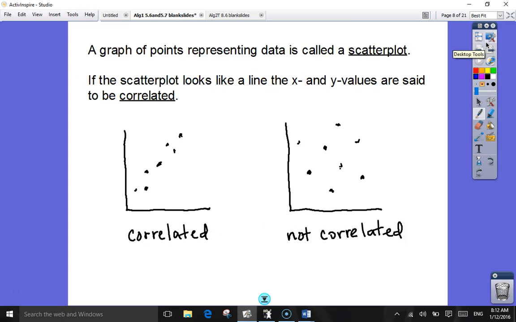So when you graph a bunch of points like that, that's called a scatter plot. And you need to know that word, scatter plot. Sometimes in the book they make it two words, scatter space plot, but I'm just putting it together, scatter plot.